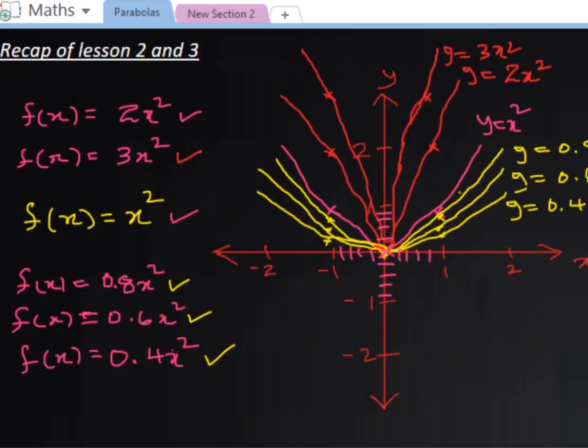As we can see, as the value of a reduces from 1 to 0.8, and then to 0.6 and 0.4, our parabola gets wider and wider. Now we clearly see the trend that as a gets greater and greater than 1, our parabola gets thinner and thinner. Similarly, as the value of a reduces from 1 going to 0, our parabola opens up more and more, or it gets wider and wider.